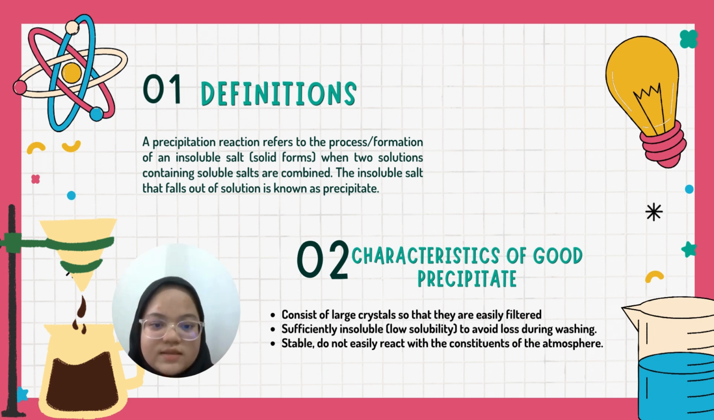Next, characteristics of a good precipitate. The precipitate consists of large crystals so they are easily filtered. Next, the precipitate needs to be sufficiently insoluble, that is low solubility, to avoid loss during washing. And lastly, the precipitate needs to be stable because it does not easily react with the constituents of the atmosphere.